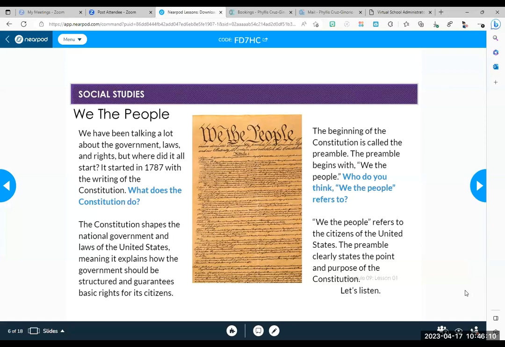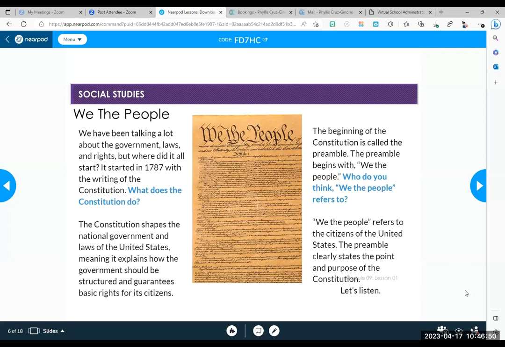Let's see what information you gave me about what the Constitution does. It says the Constitution shapes the national government and the laws of the United States, meaning it explains how the government should be structured and it guarantees the rights of its citizens. Awesome. Okay, let's slide over to the other side. Great work, Marvin. The beginning of the Constitution is called the preamble. The preamble begins with We the people. And we're going to talk a little bit more about that coming up.